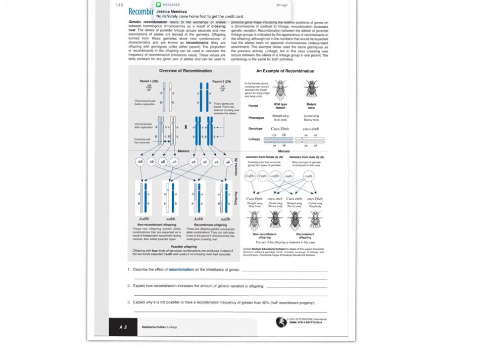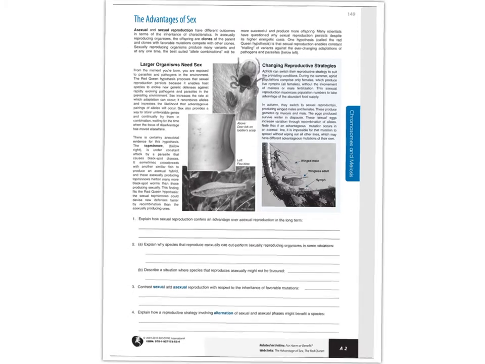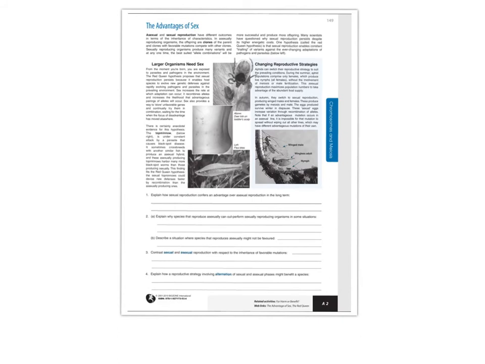All right, let's look at the next. All right, so what are the advantages of sex, and why is it that larger organisms need sex, right?